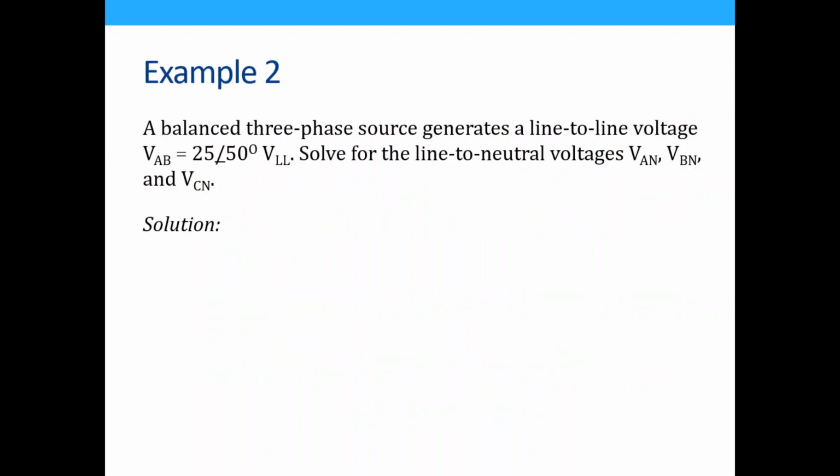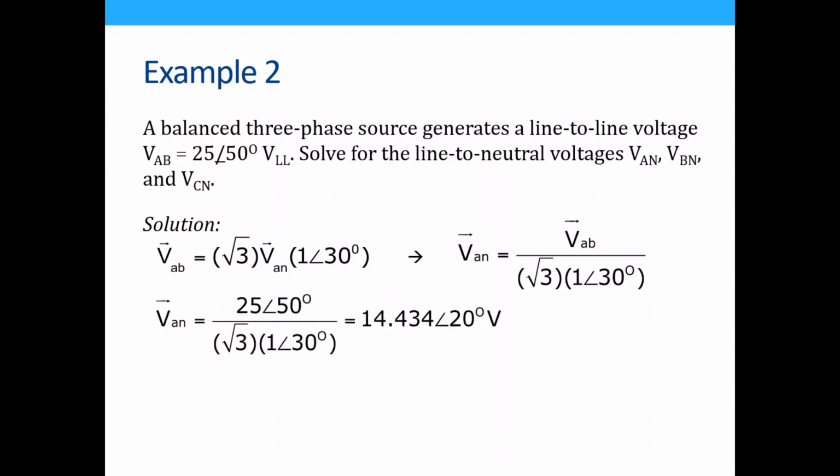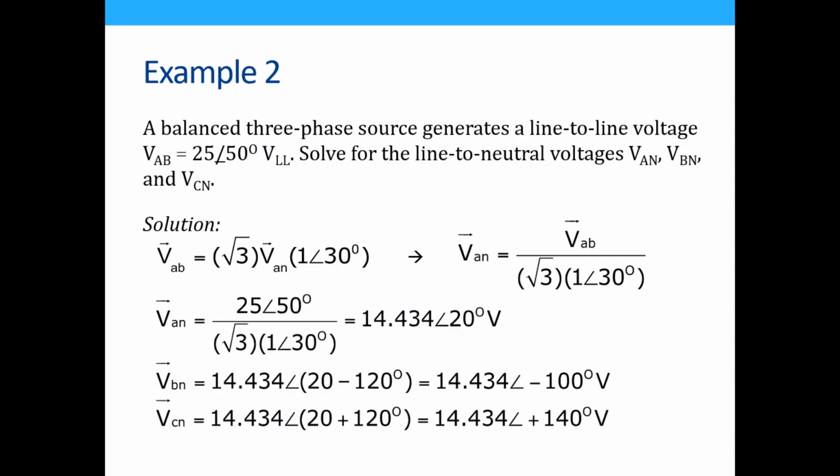So for example, a balanced three-phase source generates a line-to-line voltage of 25 angle 50 degrees. Solve for the line-to-neutral voltages. So you just basically divide the line-to-line voltage by square root of 3 angle 30 degrees, and you'll get your phase voltages right here.